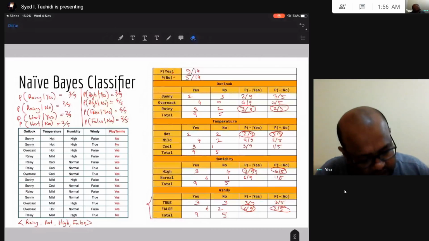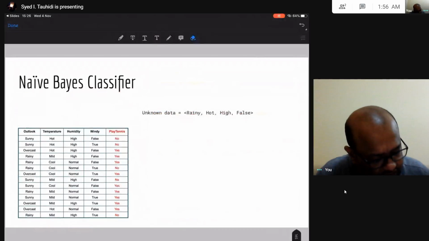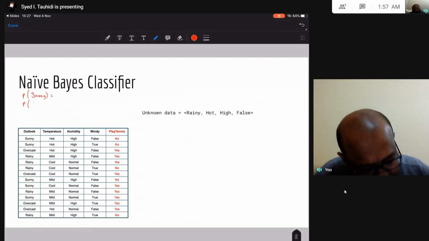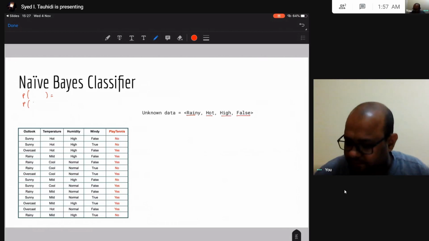Yeah, let's figure those things out over here. Okay, what is the probability of sunny... sorry, I don't need the probability of sunny. I need the probability of outlook being rainy, temperature being hot, humidity being high, and windy being false.